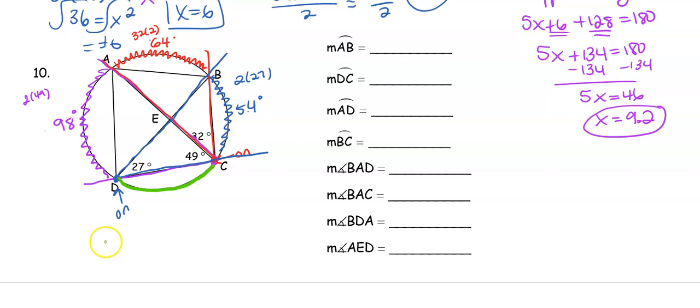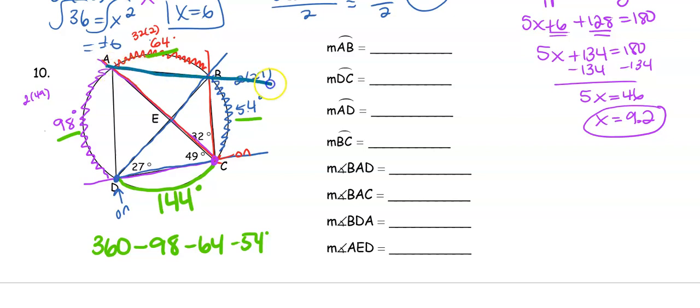And once you have all of those, the only thing remaining is that, but we know that the whole circle is 360, so we do 360 minus 144, minus 98, minus 64, minus 54, all of those ones that we just found, and that leaves us with 144. So that gives us all of our arc measures. Now we have a bunch of angles left to find. So one way to do that is if I'm looking at this arc right here, notice how it's coming from on the circle again. Well, that's intercepting the same arc that we had over here.